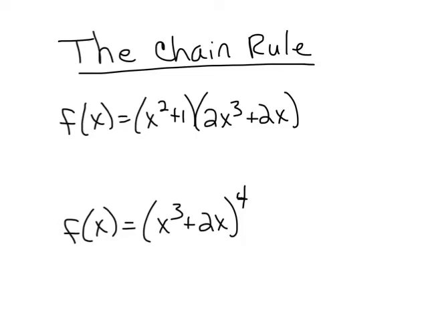We're going to finish up our unit on differentiation with one more rule called the chain rule. Now, previously we've been able to differentiate different functions. If you look at the first one here, f of x is equal to x squared plus 1 times 2x cubed plus 2x, that we can do with the product rule. So that's no big deal.